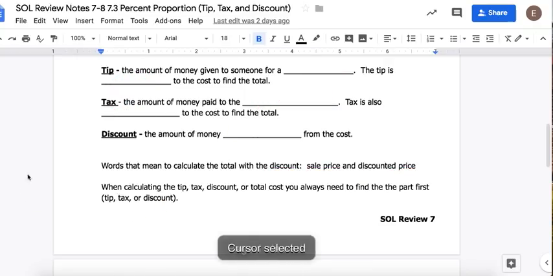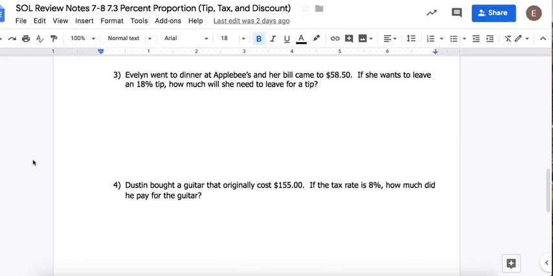Okay, so let's look at our first example of tip, tax, or discount. Evelyn went to dinner at Applebee's and her bill came to $58.50. If she wants to leave an 18% tip, how much will she need to leave for a tip?